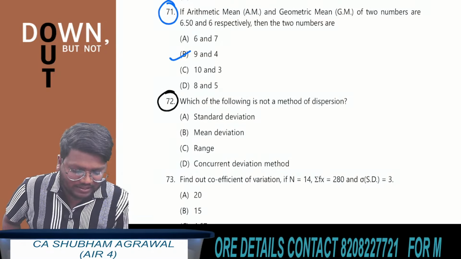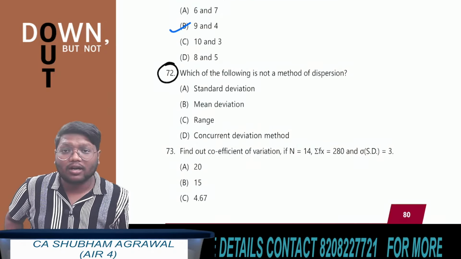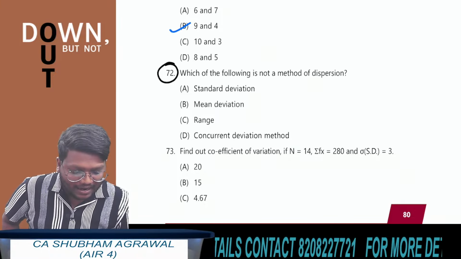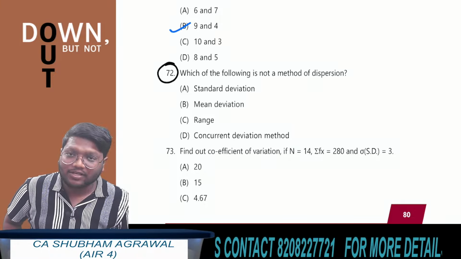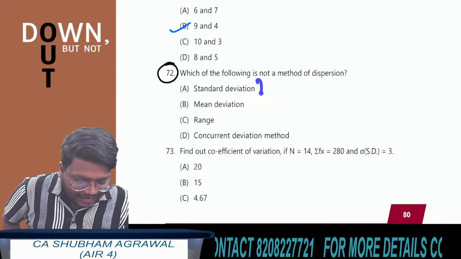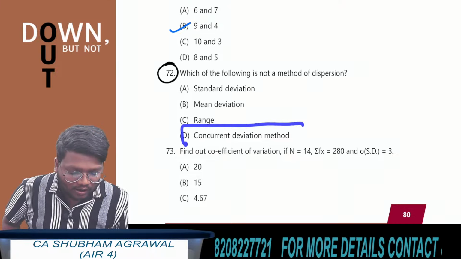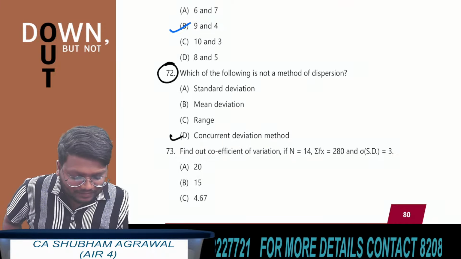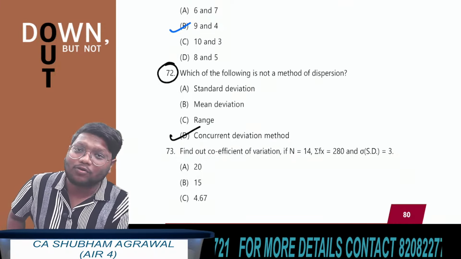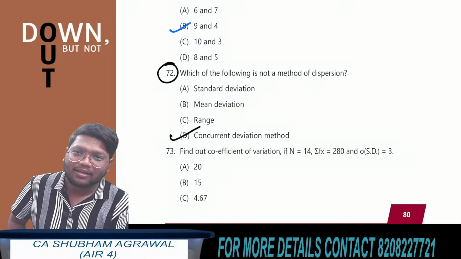Now see question number 72. Which of the following is not a method of dispersion? Standard deviation, mean deviation, range, concurrent deviation method. Standard deviation, mean deviation and range, all these three are methods of dispersion. Concurrent deviation method is a method to find the correlation coefficient. So option D is the answer.